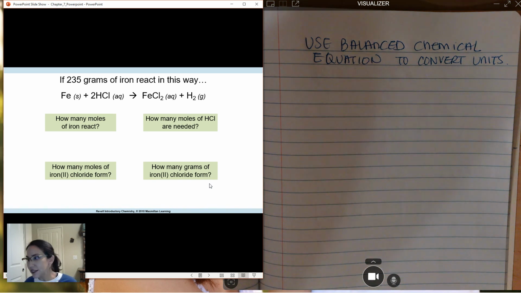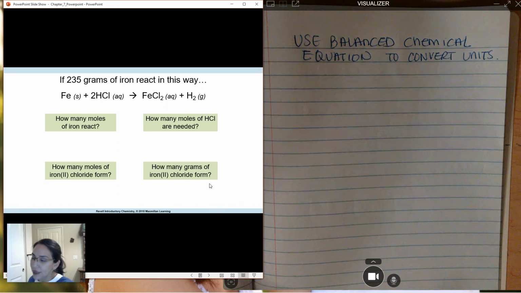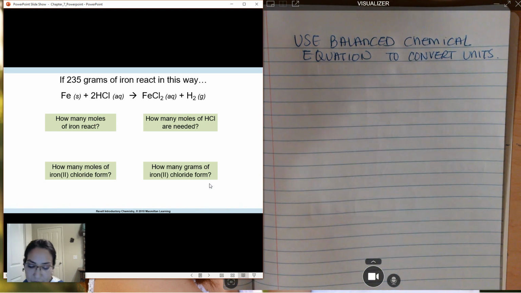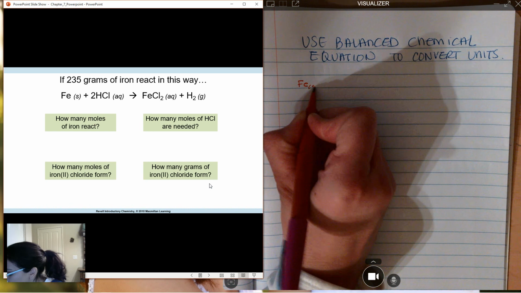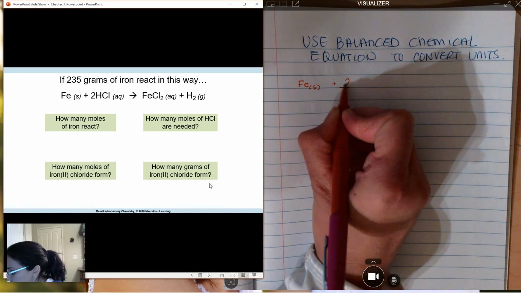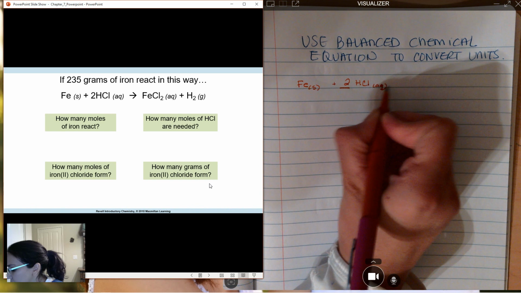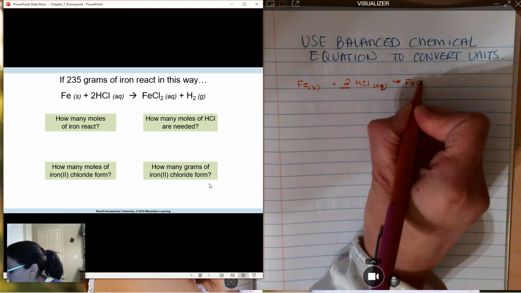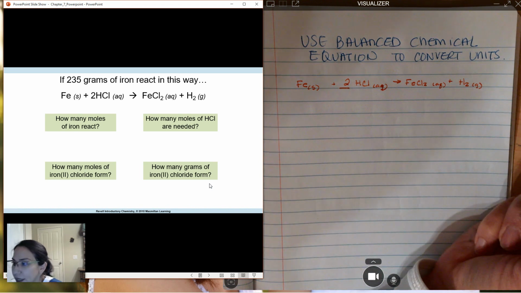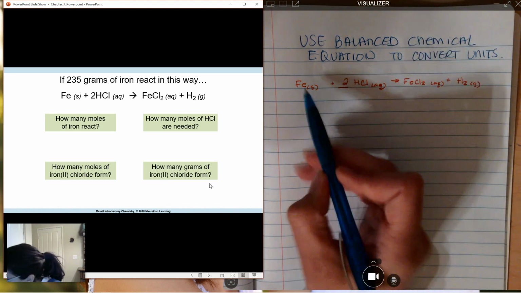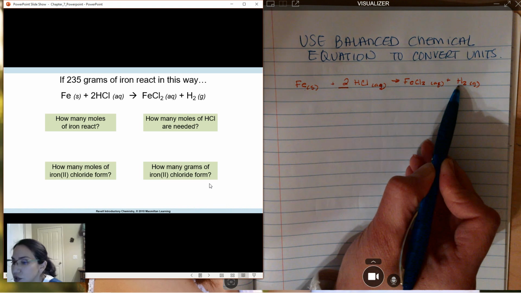So I took some very nice notes so that we could use them together in this one. If you could follow along with these, that'd be splendid. First things first, we're going to write down our equation and make sure that it is properly balanced. So we have iron solid plus 2 hydrochloric acid aqueous produces iron chloride aqueous plus H2 gas. Make sure everything is balanced: 1 iron, 2 chlorines, 2 chlorines, 2 hydrogens, 2 hydrogens.